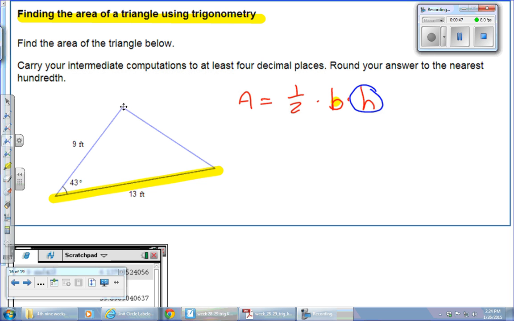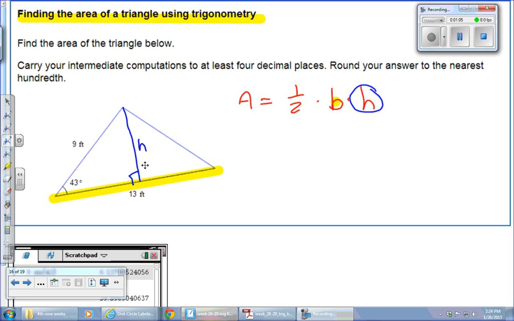So the height is actually going to be from the peak straight down. Imagine that being a straight line, where you have a 90 there. So that's the height. What do you want to call it? Well, we'll just call it h. So that's my height. That's what I need to find, and then I can find the area of the triangle, no problem.